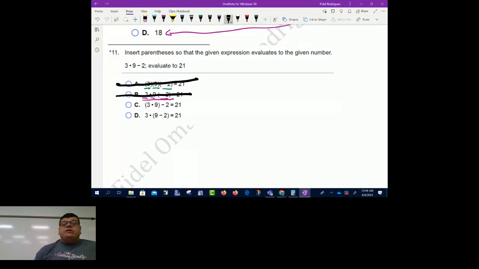So now it's either going to be C or D. The way we would do choice C is we'd do what's in parentheses first. Anybody know what 3 times 9 is? 27. What's 27 minus 2? 25. But we want to get 21, so we know it's not C. Y'all, what does it have to be then? It has to be D, right?